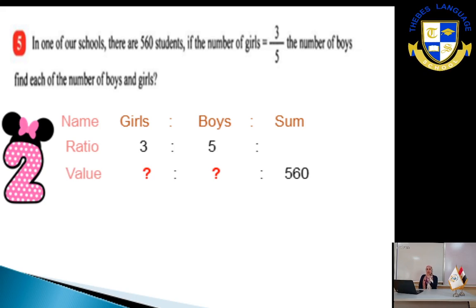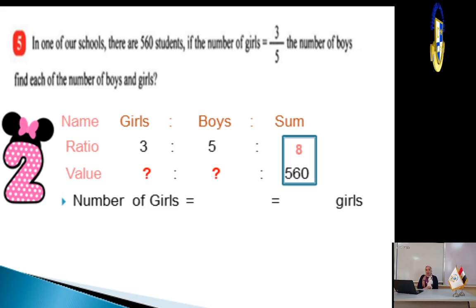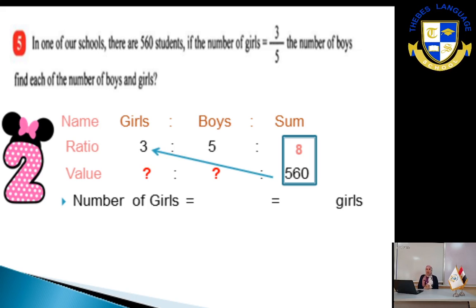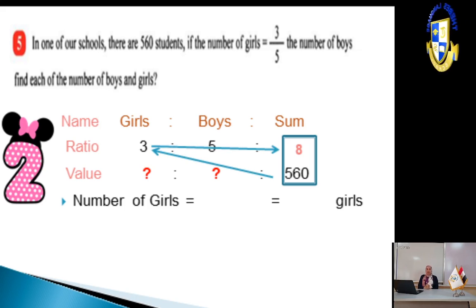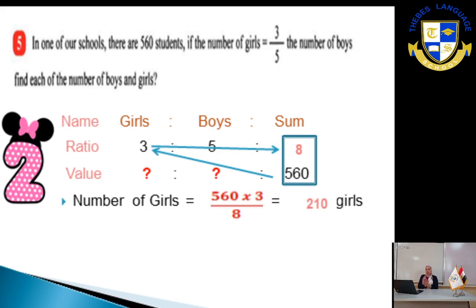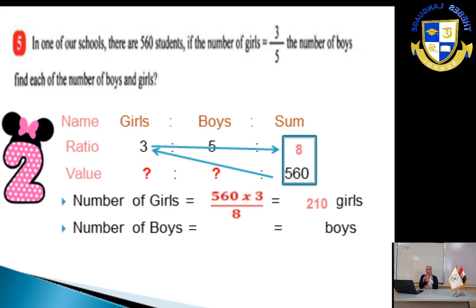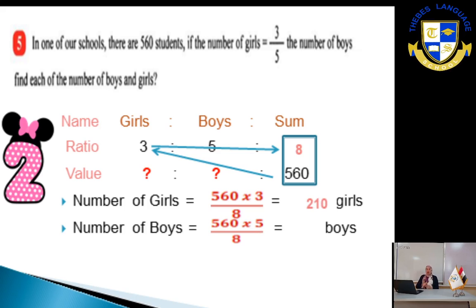How can I calculate the sum? Yes, by adding 3 plus 5, it will be 8. Now we have a complete column, which is 8 and 560. Now to calculate the number of girls, we will multiply 560 by 3 divided by 8. The number of girls will be 210 girls. The same way with boys, we will multiply 560 by 5 divided by 8, the number of boys will be 350 boys.